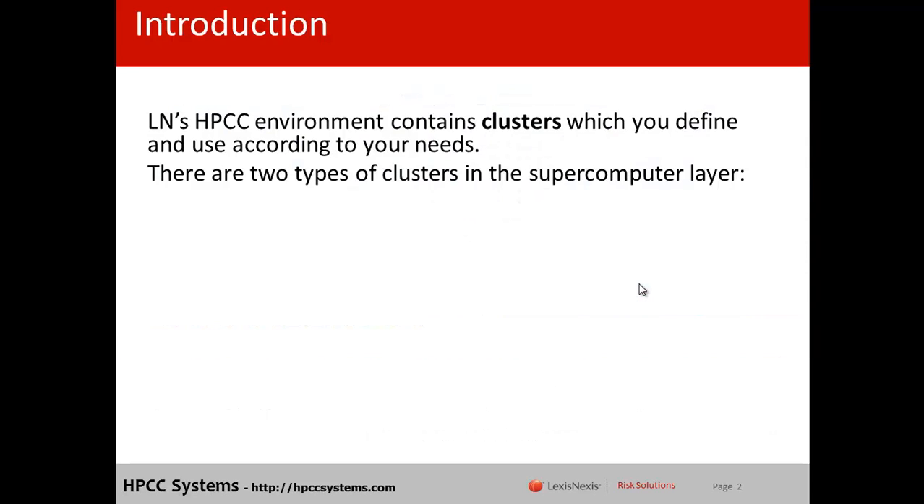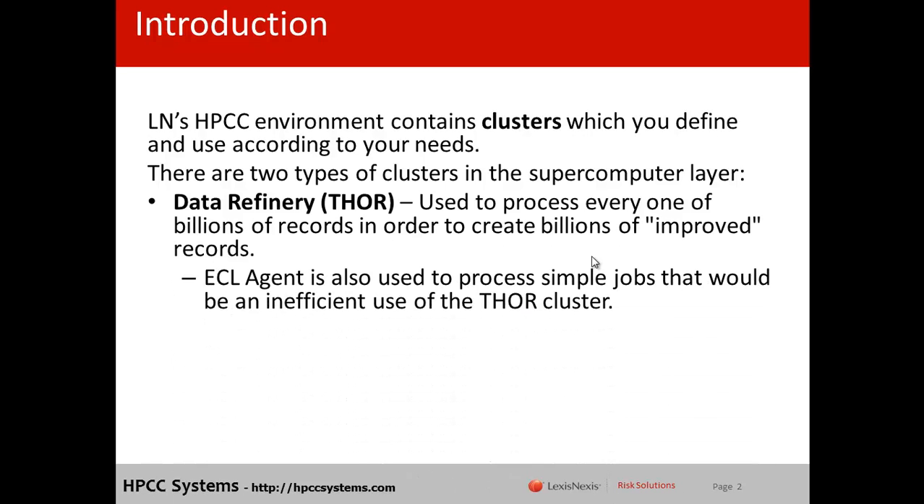Now this lesson introduces the HPCC clusters, which you define and use according to your needs. There are two types of clusters in the supercomputer layer. Number one is the data refinery, or commonly known as THOR. THOR, named after the god of thunder, with his hammer used to hammer the data into submission. It's used to process every one of billions of records in order to create billions of improved records.